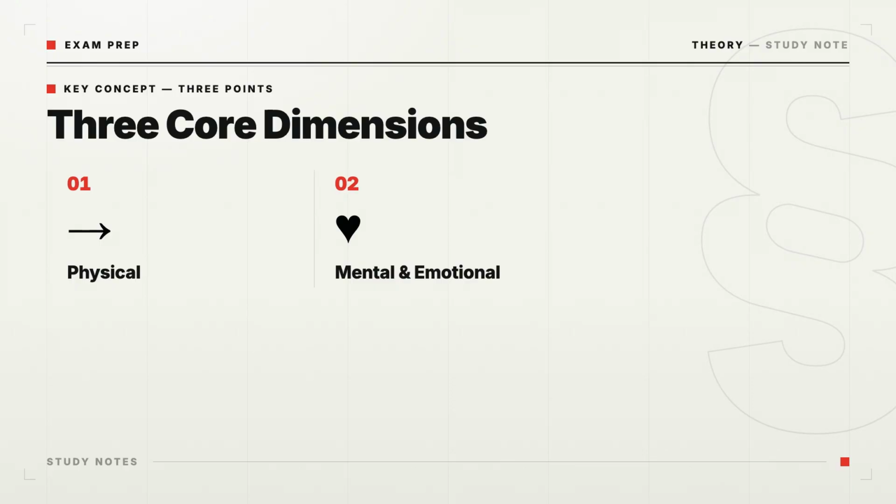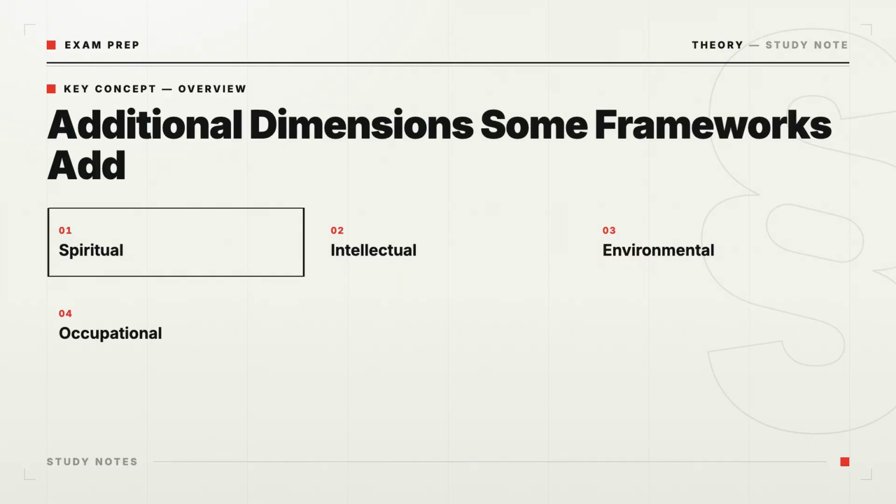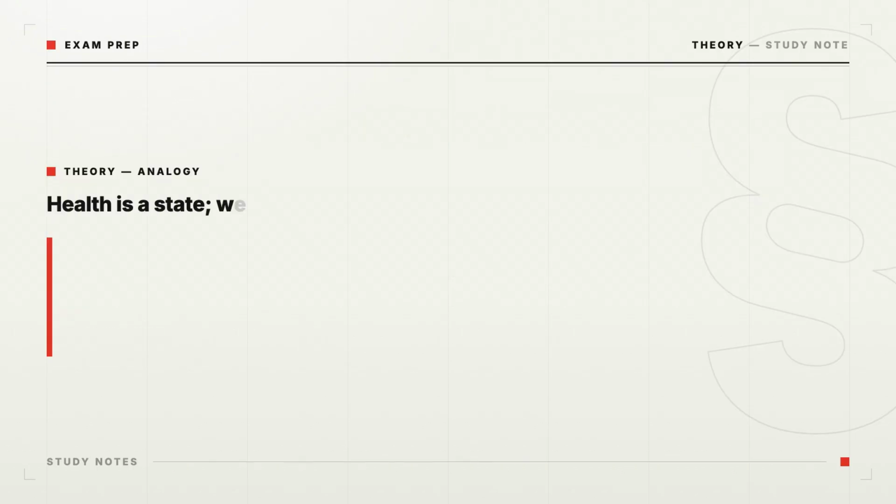The mental and emotional dimension covers psychological well-being and stress management. And the social dimension covers relationships and supportive bonds. Many frameworks extend the model further, adding a spiritual dimension covering meaning and purpose, an intellectual dimension covering curiosity and learning, and environmental and occupational dimensions covering healthy surroundings and satisfying work.